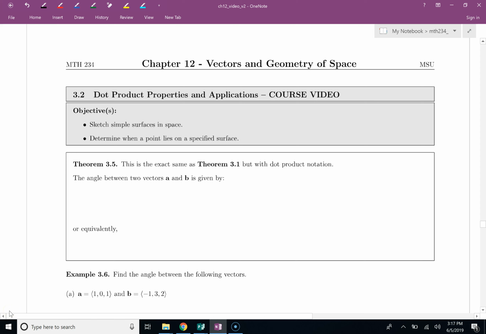Welcome back everyone to 12.3. We're continuing the saga here of the dot product. The dot product is this great thing that helps us find angles between vectors. That's really kind of its main use here.